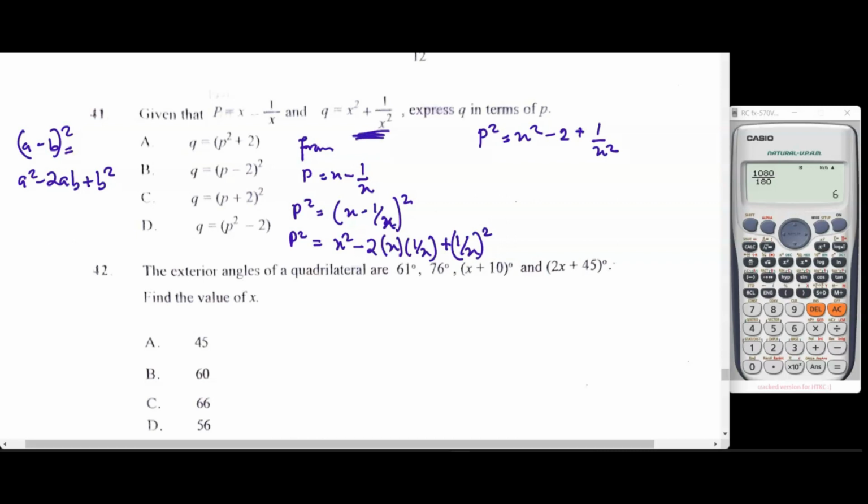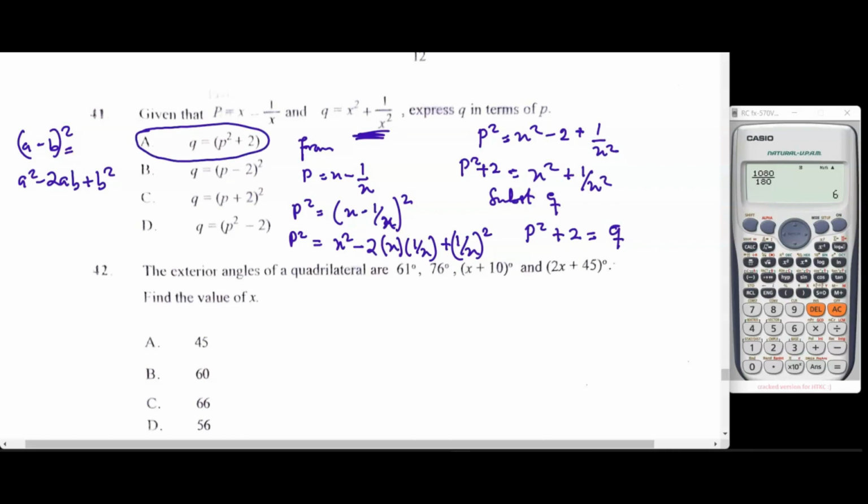So regrouping, I can send the negative 2 to join the p. So it will be p squared plus 2, and this will be equal to s squared plus 1 over s squared. Now this s squared plus 1 over s squared is the same as the Q value that we are having here. So we can substitute Q, and therefore p squared plus 2 will be equal to Q, because Q is actually s squared plus 1 over s squared. And therefore we've written Q in terms of p, and that is possible answer A.